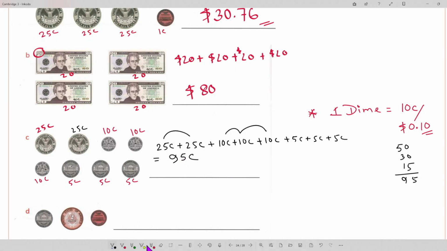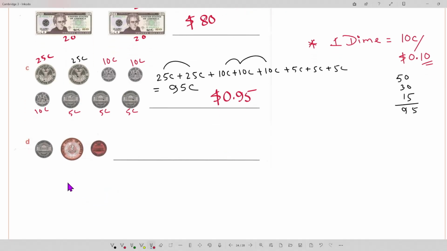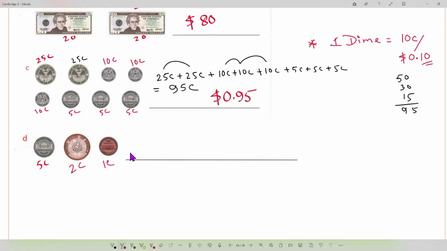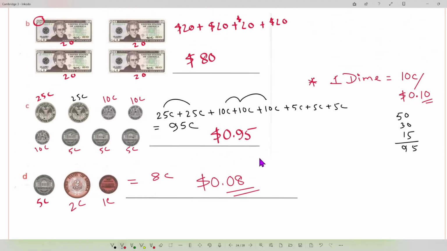But if we use decimal, we can write $0.95. Very simple, right? So don't worry about this one. Next one, it's not clear, but here you can see 5 cent, right? I hope it's much better. So here is 5 cent, this one is 2 cent, and here is 1 cent. So 5 plus 2 plus 1 is 8 cent, and this one we can write as $0.08. It means 8 cent, right?